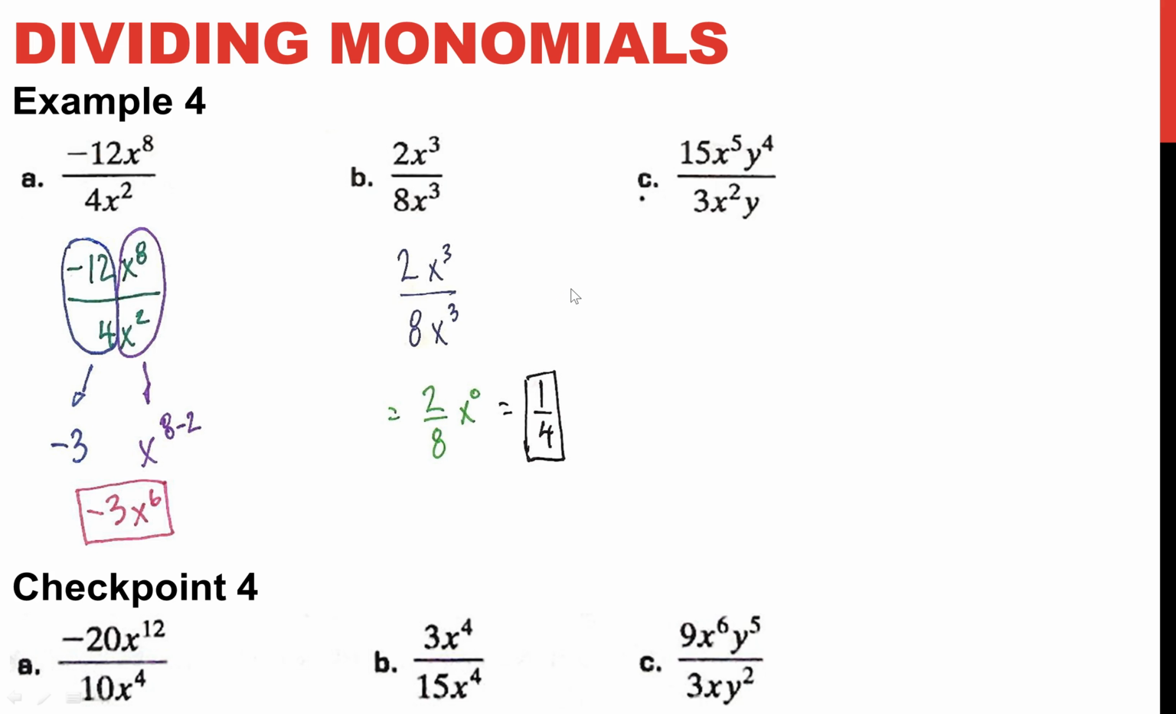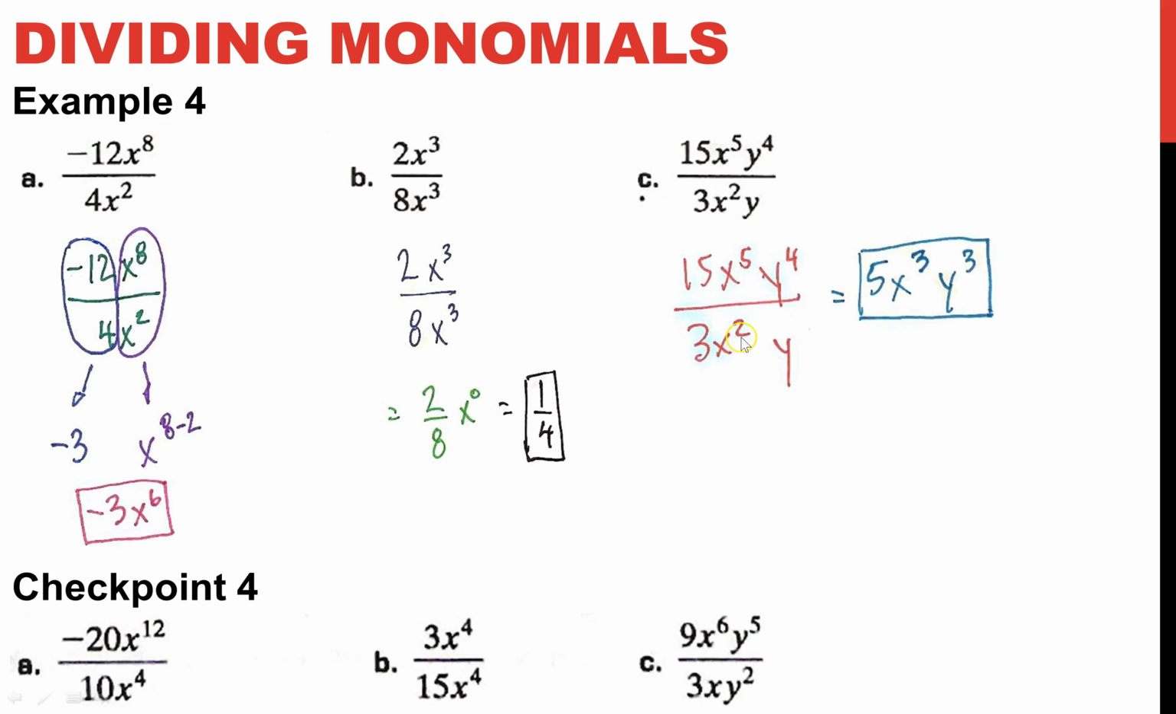Sweet. If we look at example C, we're going to do each part. 15 divided by 3, 5. X to the 5th divided by x squared, x to the 3rd. Y to the 4th divided by y, y to the 3rd. So we're just combining what we did on the first slide for dividing monomials, and we're doing it multiple times in the same term, because it's monomials. So go ahead and pause the video for checkpoint 4. Do A, B, and C. I'll be here when you get back.